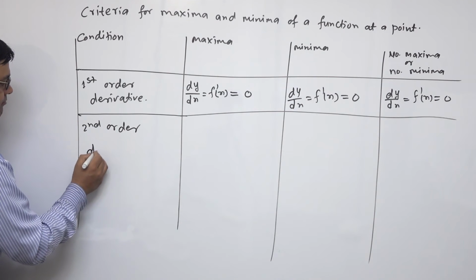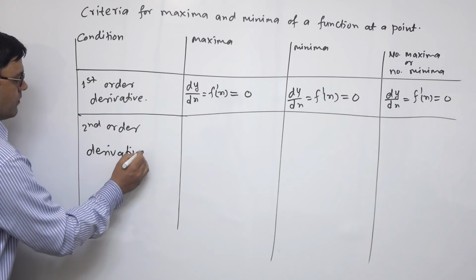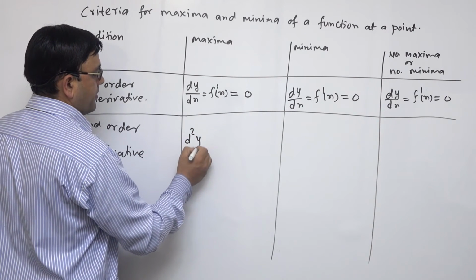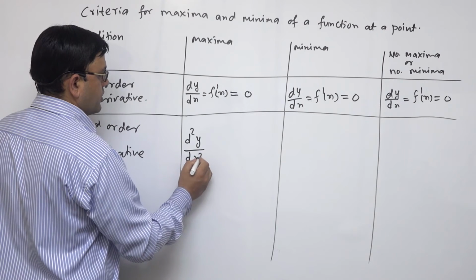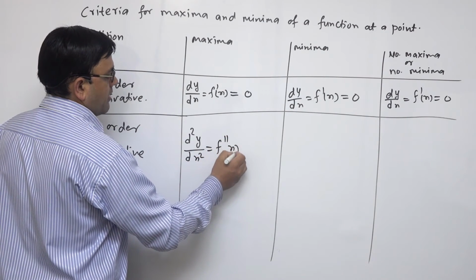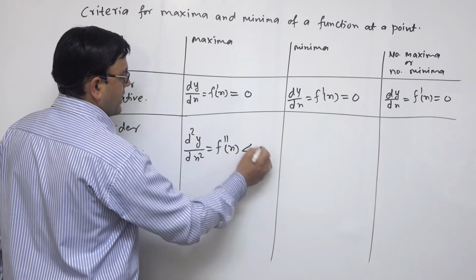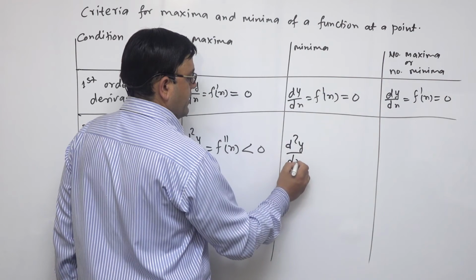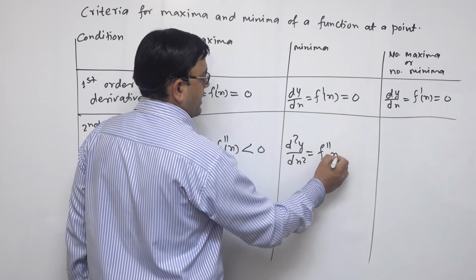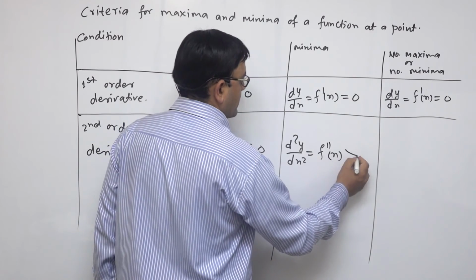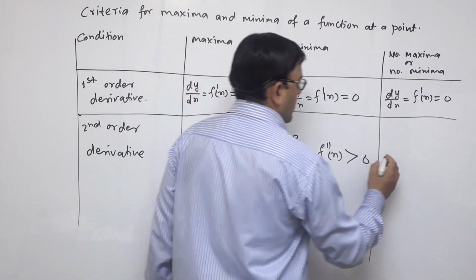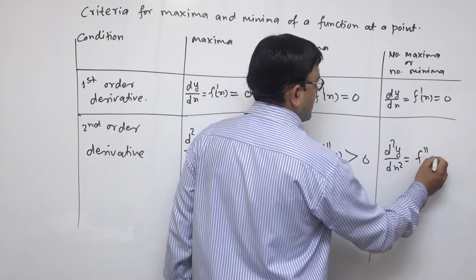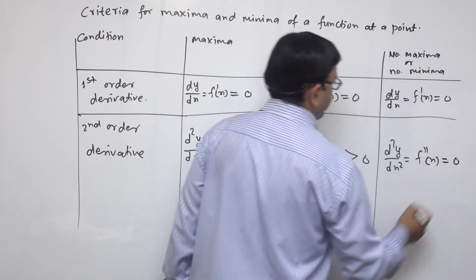Now for the second order derivative. Look, what is not found out in the first order is found in the second order. Second order means d square y by dx square, which is f double dash x. This is less than 0 for maxima, and d square y by dx square is equal to f double dash x, this is the second derivative, is greater than 0 for minima, and d square y by dx square is equal to f double dash x is equal to 0 here.